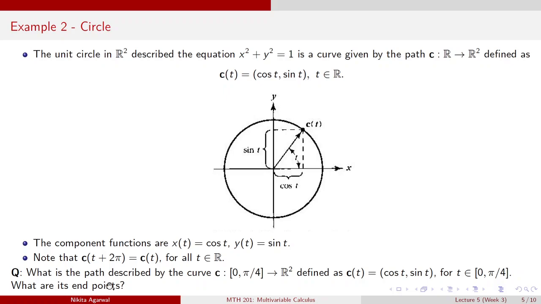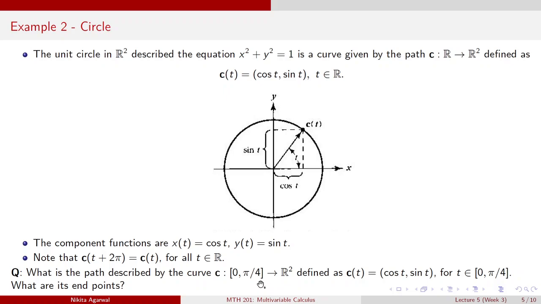What is the path described by the curve? Same curve, but when you restrict yourself to the interval 0, pi by 4. What are the values on this circle that are attained when you restrict yourself to this domain? And what are its endpoints? So I'm asking two things.